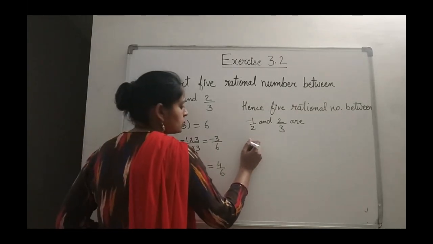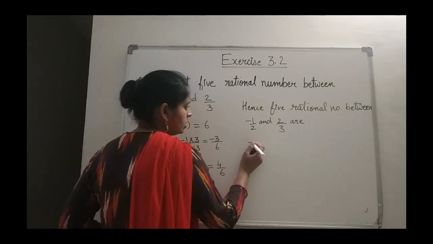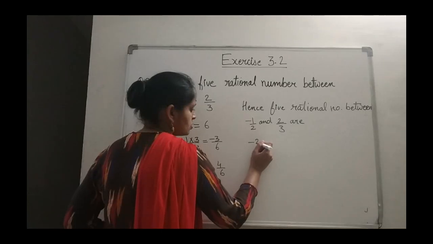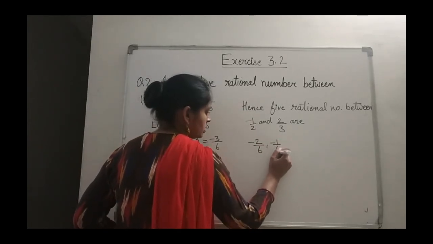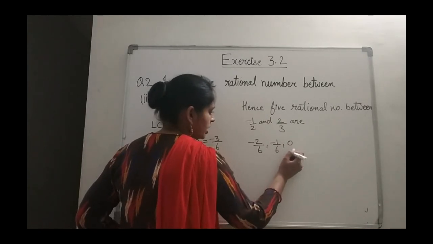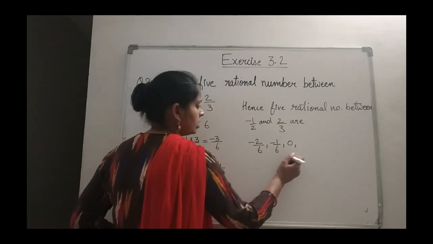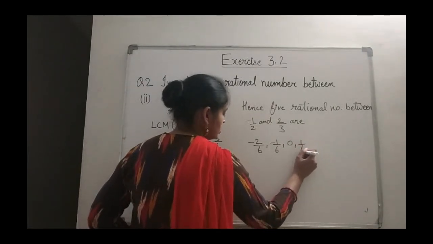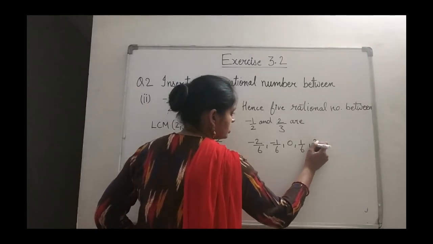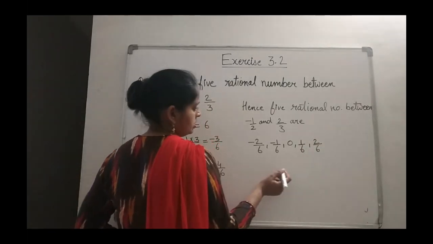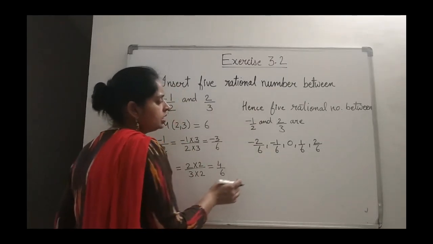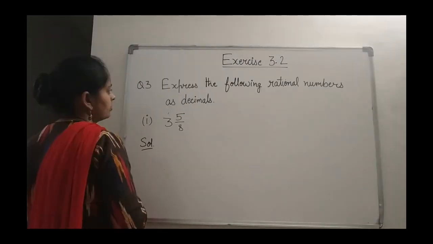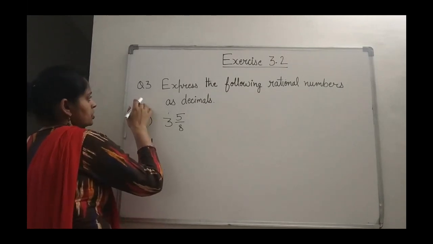Minus 2. So the rational numbers between these two numbers are minus 2 upon 6, minus 1 upon 6. 0 is also a rational number. Right? And after 0 what will come? 1 upon 6, 2 upon 6 and 3 upon 6 also. But they are asking for only 5 rational numbers, so we can write this. Okay? Yes.